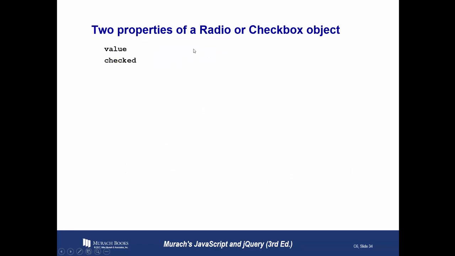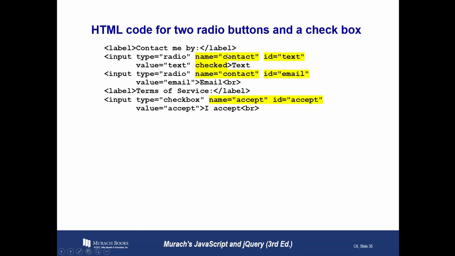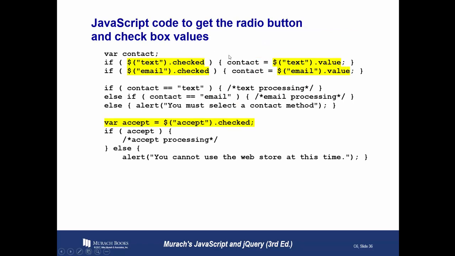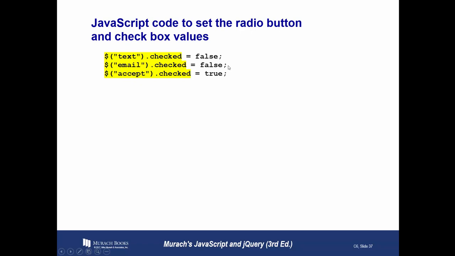You can also work with radio buttons and checkbox objects. We should have worked with this stuff because this is the same stuff we went over in the HTML portion of the class. Radio buttons and checkboxes have a value, which returns a string, and checked, which says whether or not something has been checked. There's some examples of radio buttons and checkboxes, and there's some code that you can use to process them.